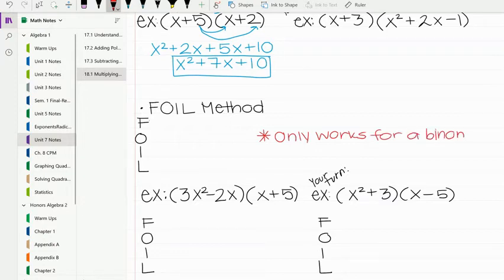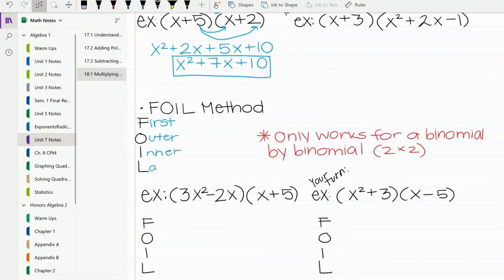So the FOIL method, the only thing about it is that it only works for a binomial by a binomial. So remember, a binomial is 2 terms. So it only works for a 2-term by a 2-term. So I'll just say 2 by 2. So it will not work otherwise. So what does FOIL method mean and what does it stand for? So it's an acronym. So FOIL stands for the first, then the outer, then the inner, and then the last.